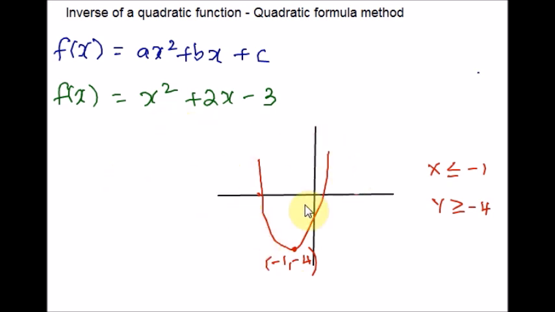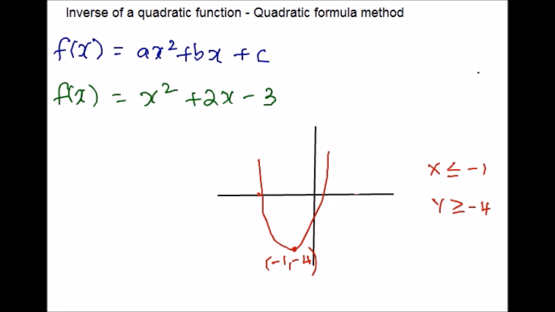After finding the graph, you will find that this equation defines a parabola with its apex at negative 1, negative 4. Thus, to define this as a function that will have an inverse, define the domain as all values of x less than or equal to negative 1, and the range will then be all y greater than or equal to negative 4. Am I right?